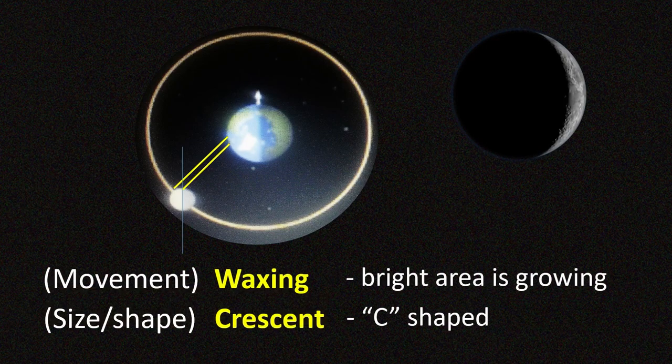The first word refers to the movement of light on the surface of the moon. The second word refers to the shape, form, or size of the area reflecting the light source. Waxing means the bright area is growing or getting larger, while the word crescent means the shape of the bright area looks like the letter C.